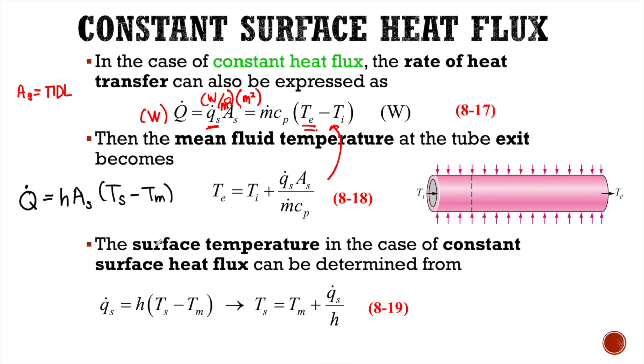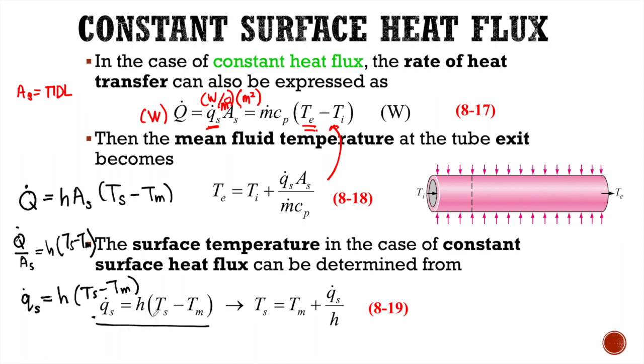So now we have a constant surface heat flux. We rearrange the As. We must bring it to the left hand side. So we will get Q dot over As is equal to h (Ts minus Tm). So from here, Q dot over As is rate of heat flux. So Q dot S equal to h (Ts minus Tm). So this is where this equation comes from, from the rate of heat transfer for the convection process.